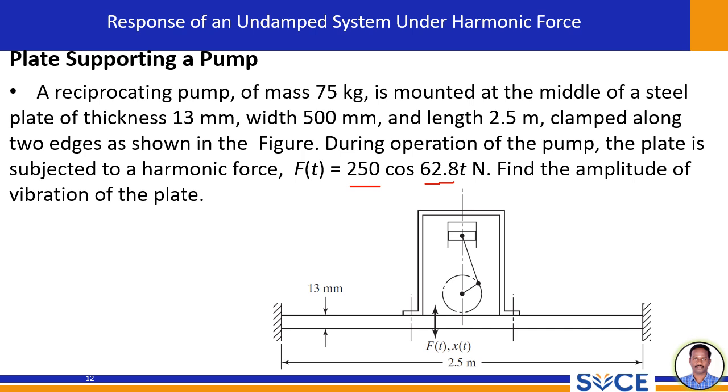Our objective is to find the amplitude of vibration of the moving plate. This involves analyzing the system response to the given harmonic force, considering the plate's physical properties and boundary conditions. To solve this problem, we will need to apply our understanding of forced vibration, particularly the concepts of natural frequency, forced frequency, and the resulting amplitude of vibration. We will proceed step by step to determine the solution.